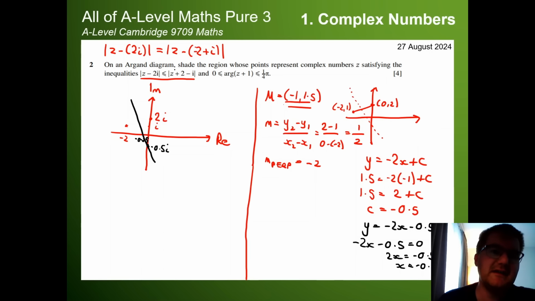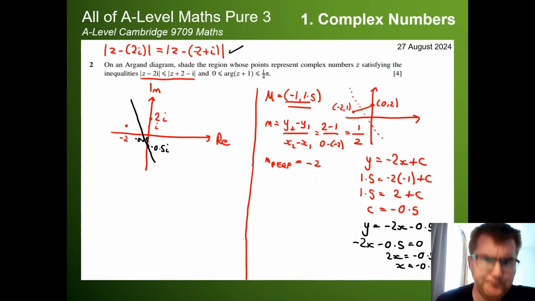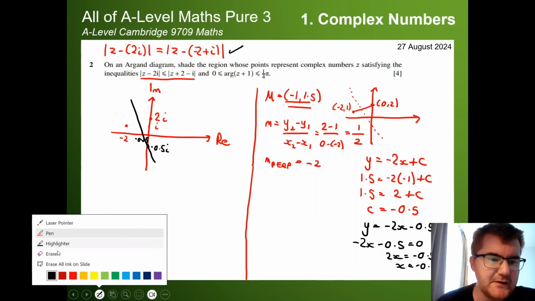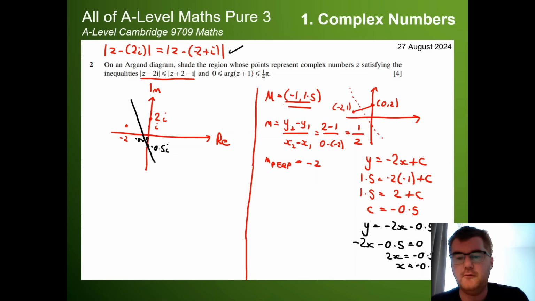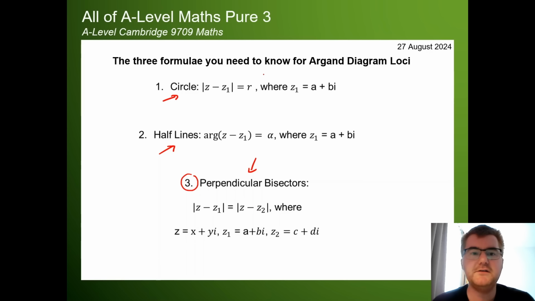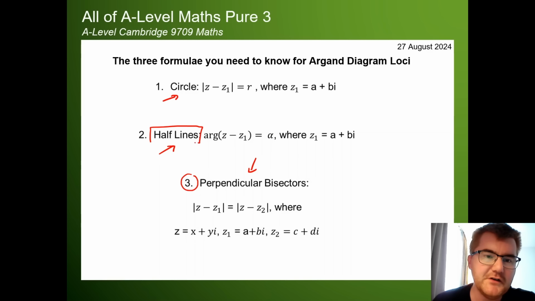Again, we're going to deal with the less than or equal to a bit later, but we've now got this written in. Now we have our second part here. So the argument of z plus 1 is less than or equal to pi over 4. If we go back to what we've seen here, what form is this in? Well, this is in the form of number 2, a so-called half line. Again, we'll talk about that in a moment.